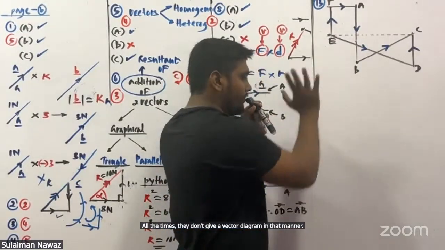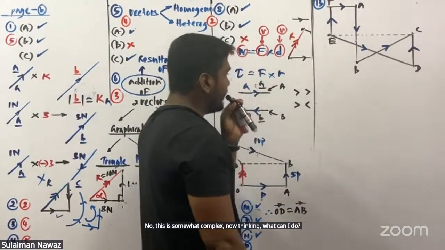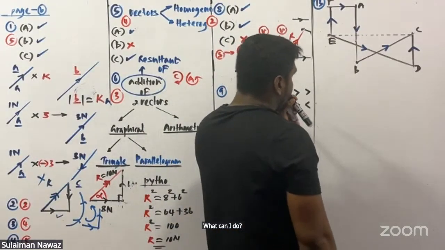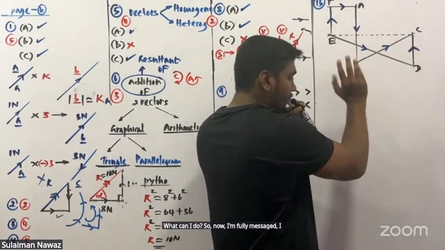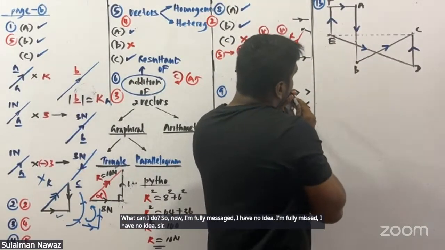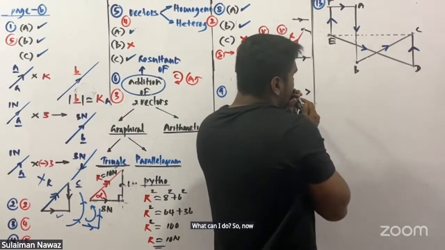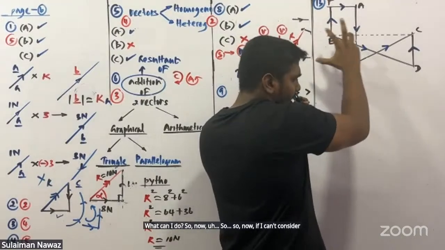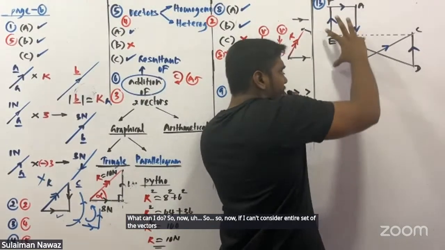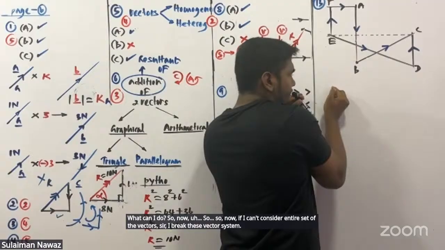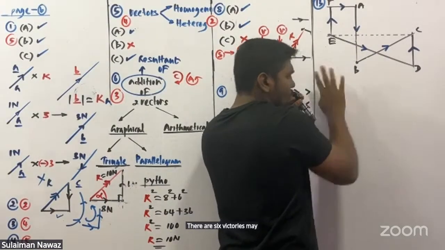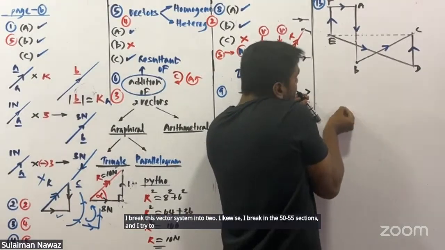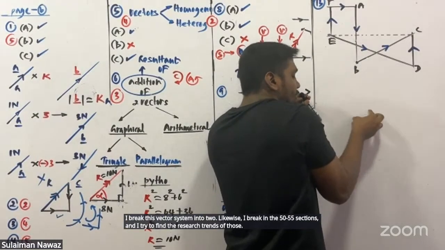Now this is somewhat complex. Now thinking, what can I do? Sir, what can I do? Sir, now I'm fully lost. I have no idea, sir. So what can I do? Sir, if I can't consider the entire set of vectors, I break this vector system into 2. There are 6 vectors. Likewise, I break it into a few sections and I try to find the resultants of those few sections.